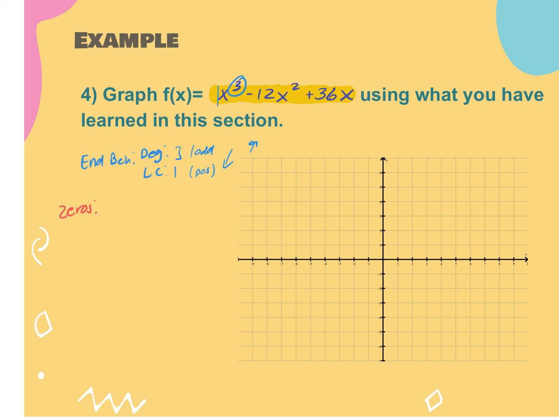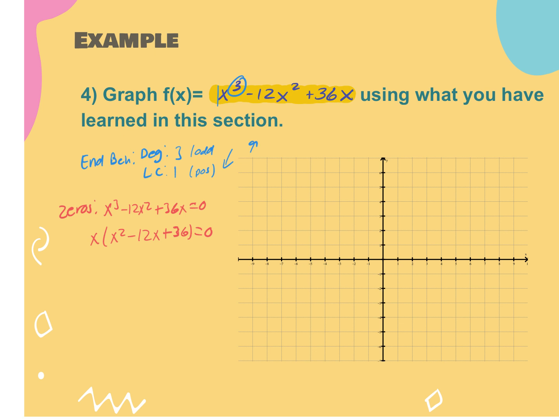All right, we want to set our function equal to 0. So x cubed minus 12x squared plus 36x equals 0. Here we can take out a GCF. In this case, it's going to be x. So we can take out an x and we're going to be left with x squared minus 12x plus 36 equals 0.